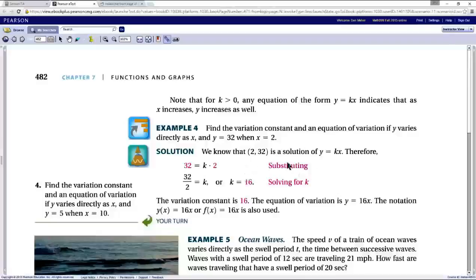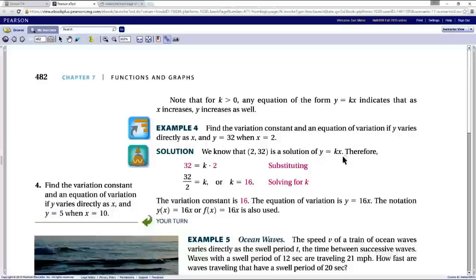We can put that in an ordered pair, and it's good to understand that this is the range and this is the, excuse me, I said that backwards. This is domain and this is range. The input's domain, the output is range. So I end up with this ordered pair (2, 32) is a solution. Basically it says what they told me here, this ordered pair is a solution for y equals kx.